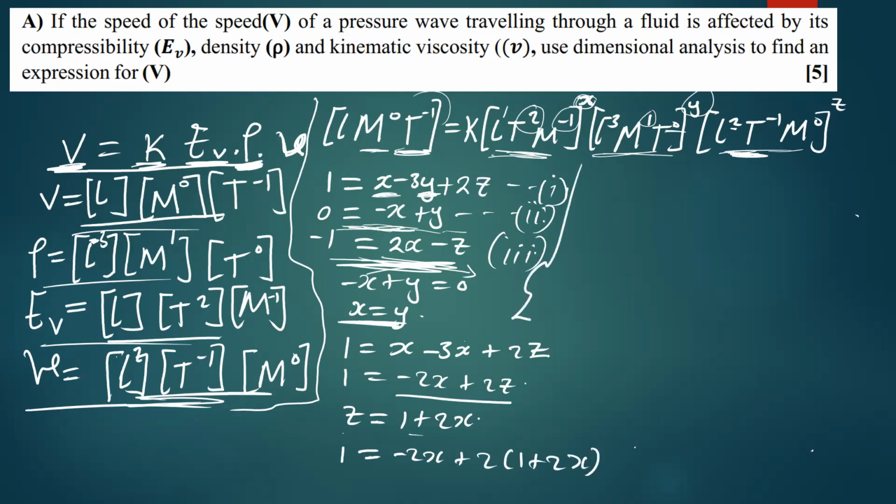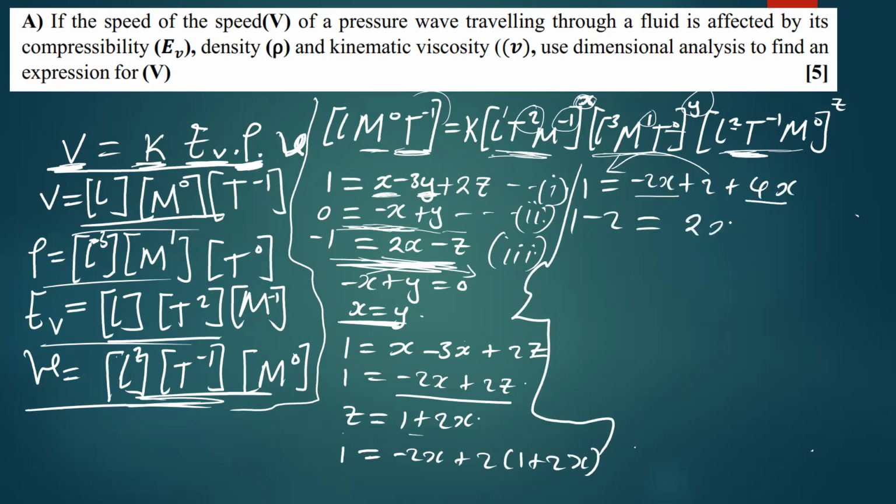Then after finding that, I have to simplify that. So I have 1 is equal to negative 2x, then plus 2 plus 2 times 2x, that will give me 4x. So this 2 can go to the other side, so that I have negative 2 this side, 1 minus 2 this side, and on the other side I'll have negative 2x plus 4x. That will give me what? 2x.